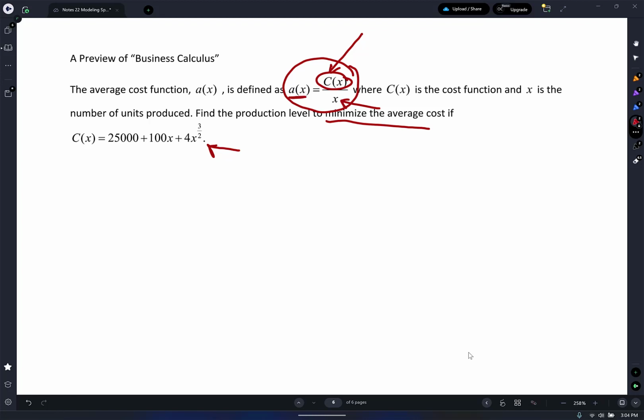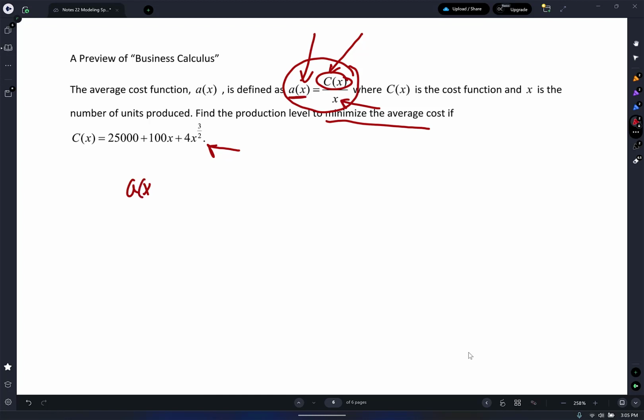Would you be able to come up with that equation on your own? That's what I'm trying to get to. We gave it to you here, but can you come up with it on your own in the future? Okay, so here we go. What am I trying to minimize? I'm trying to minimize average cost, so that is what I'm going to take a derivative of. Do we understand?